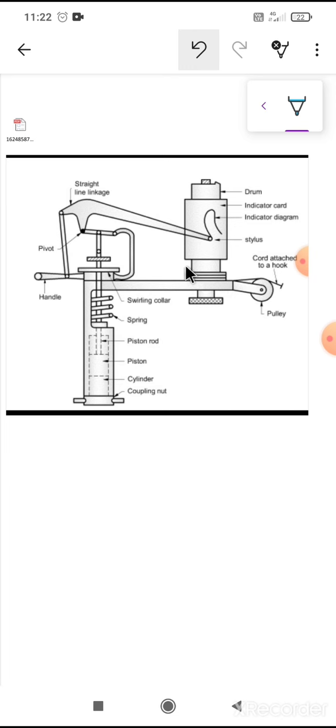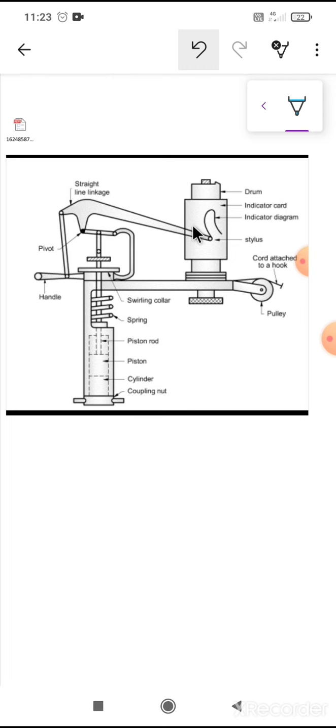Now the spring controls the movement of the piston according to the pressure of the engine. As the pressure increases or decreases, the spring controls the movement of the piston. The stylus is attached at the end of the straight line linkage so that it moves in a vertical line, up and down, while the drum is rotating, in proportion to the movement of the piston, by magnifying its movement. As the piston moves up and down, the linkage also moves up and down, but it is magnified. So if the piston moves 1 centimeter, then this will move 10 centimeters.